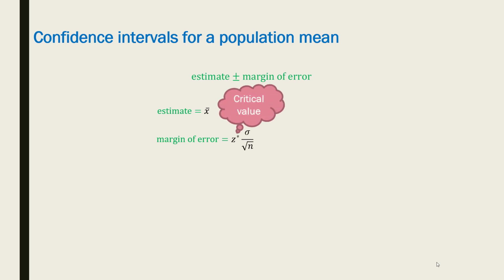What is the z star? It is the critical value. Okay, how do we find the critical value? I will explain in a few minutes.